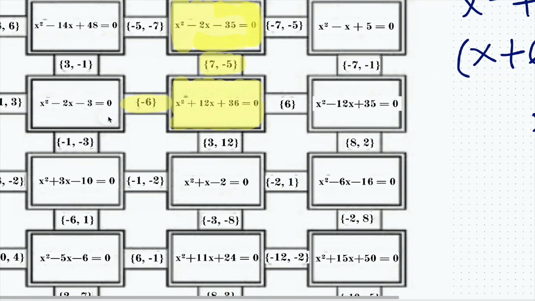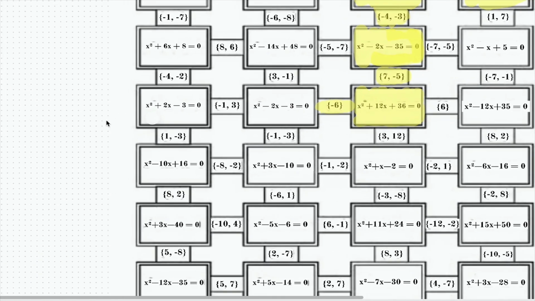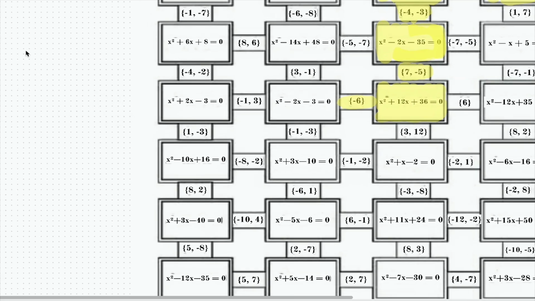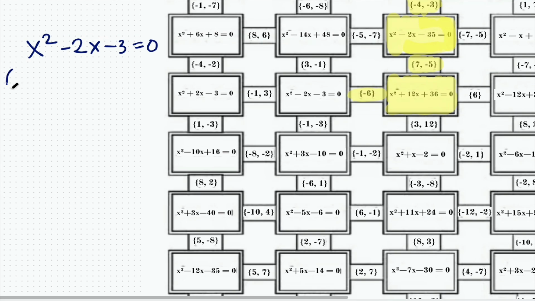Okay, so we proceed to the next one. The next one would be x squared minus 2x minus 3 equals 0. So there you go. We have to find out the two numbers again. When you multiply, the answer is negative 3. When you add, the answer is negative 2. Go ahead and check what are the two numbers.